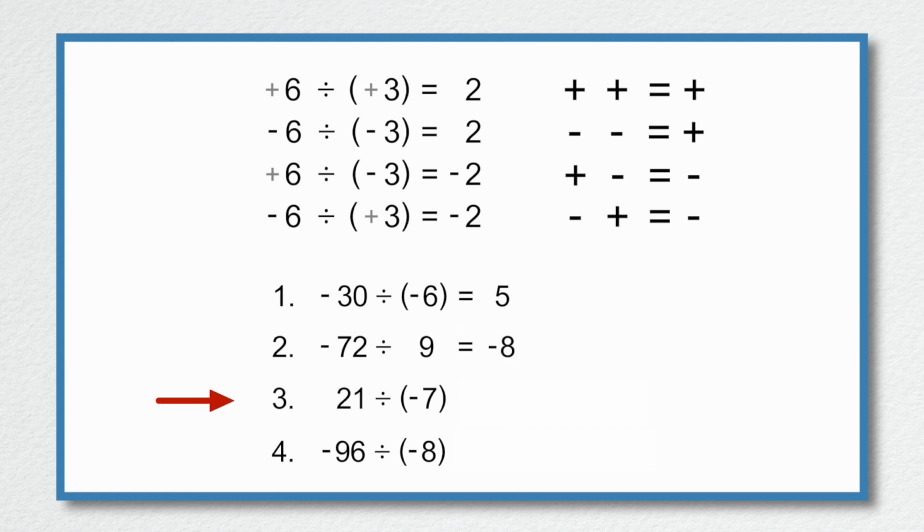21 divided by negative 7. 21 divided by 7 is 3. We have a positive divided by a negative is equal to a negative. So the answer is negative 3.